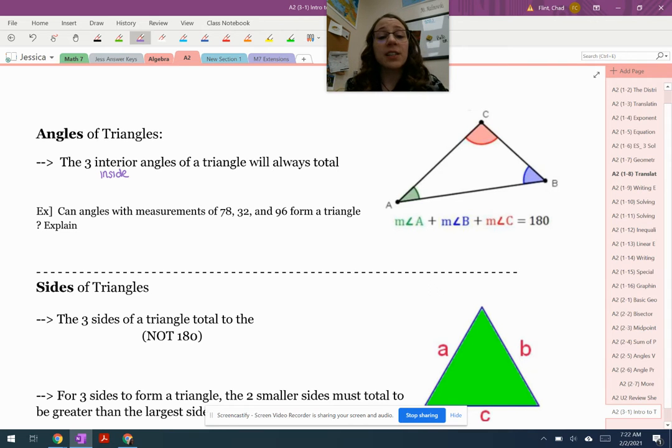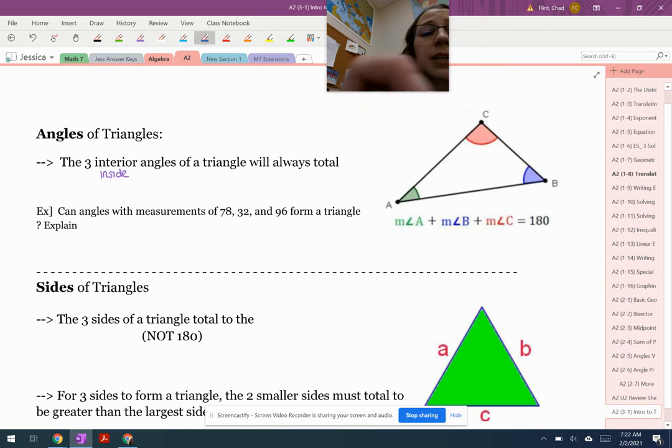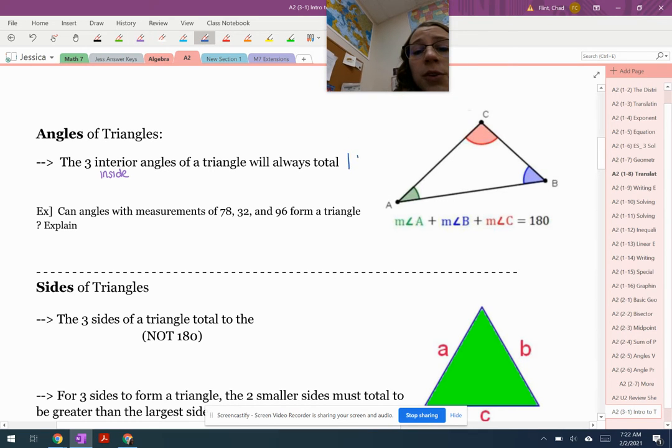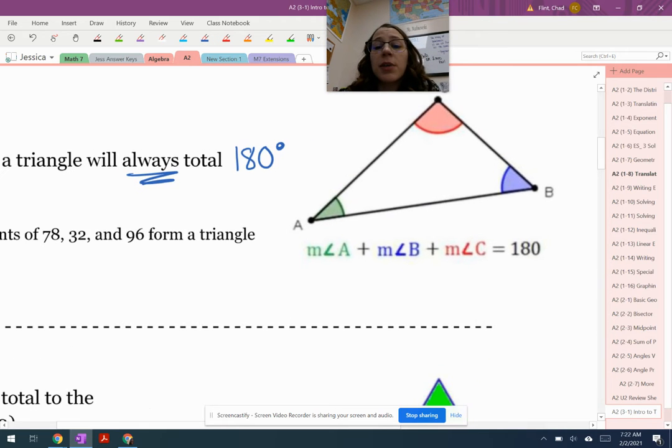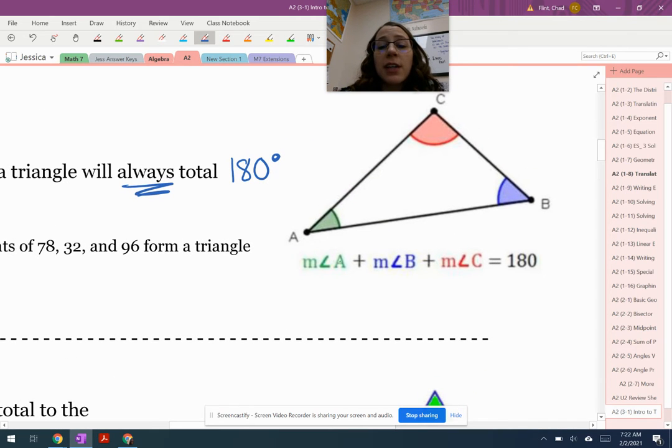So the three inside angles of a triangle will always total, and maybe you remember this from previous years, maybe not, but they will always total 180 degrees. Always. It has to be equal to 180 degrees. So you can see in my little diagram here, the measure of angle A, the measure of angle B, and the measure of angle C, if I add all three of those together, I should get 180.